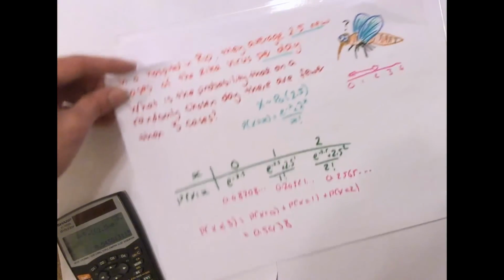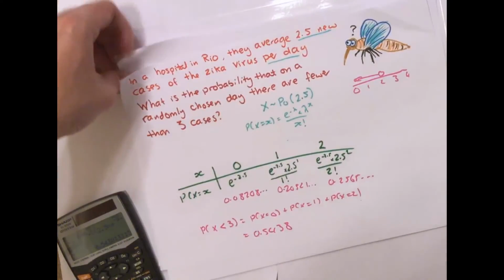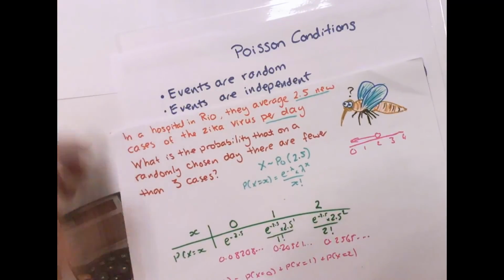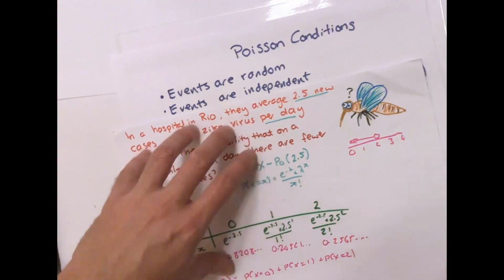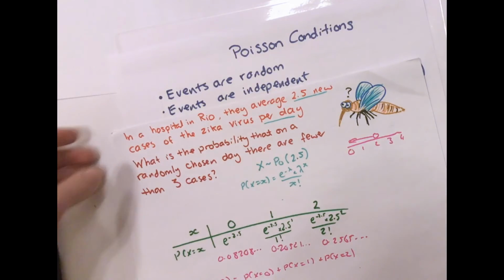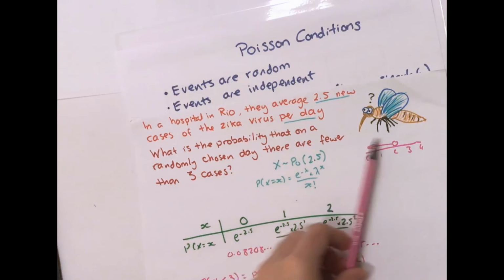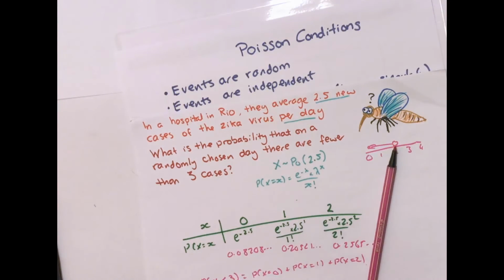It has the following conditions. First of all, events are random and independent. In this scenario, we're assuming that the chance of catching the virus doesn't depend on anyone else having it, and that there's a constant rate of the virus being caught.